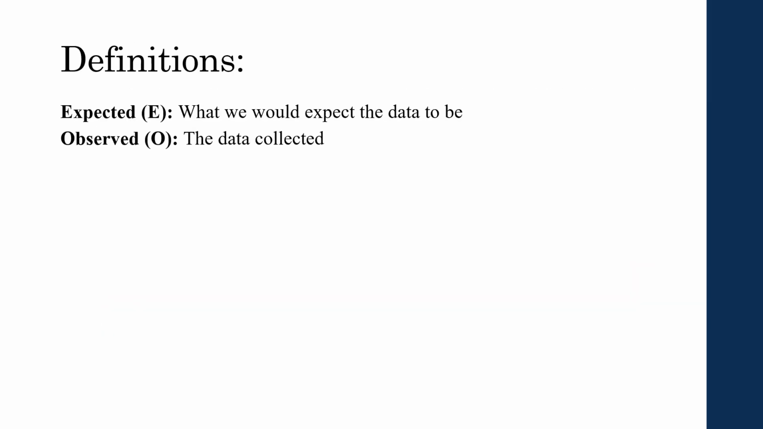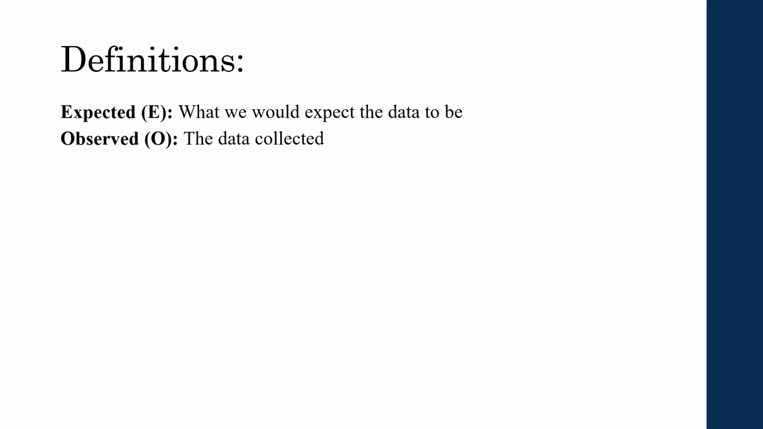There are two definitions you need to know before we jump in. The first being expected, or E, which is what we would expect the data to be. And this is based on previous research or some other rationale. And observed, or O, which is what the data we actually collected shows.